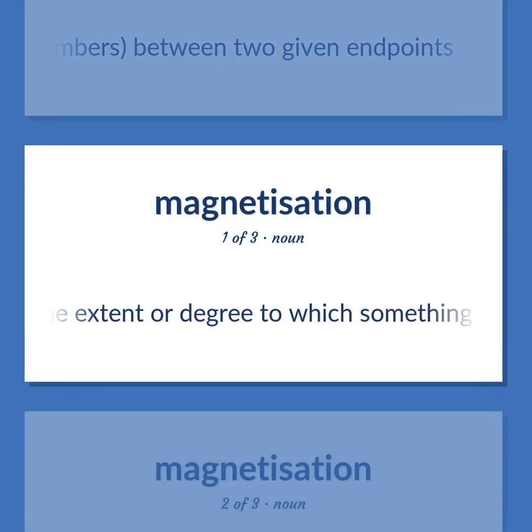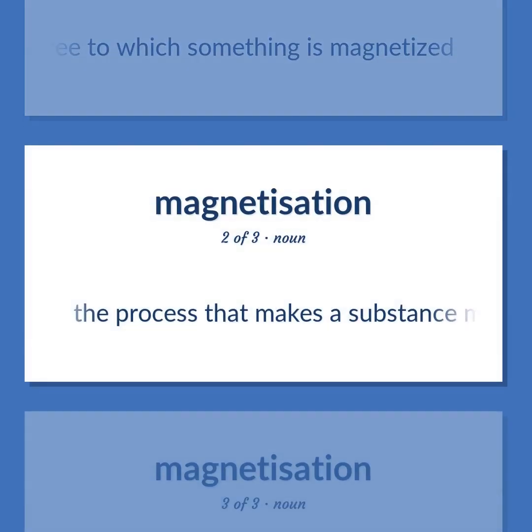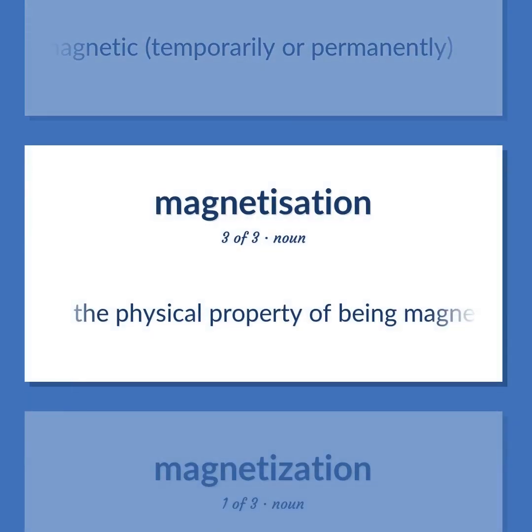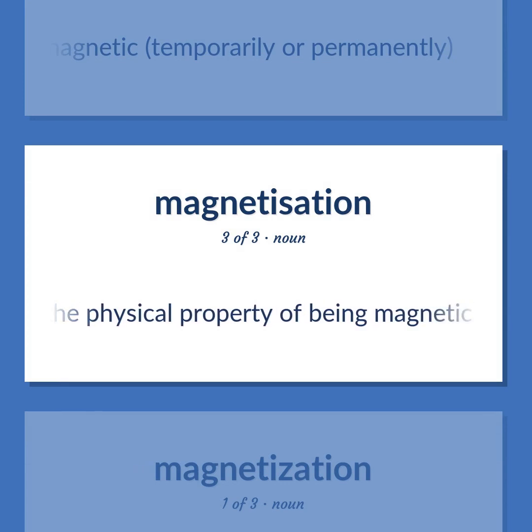The extent or degree to which something is magnetized. The process that makes a substance magnetic, temporarily or permanently. The physical property of being magnetic.